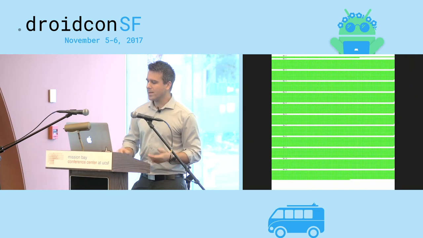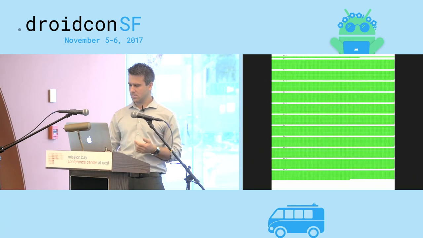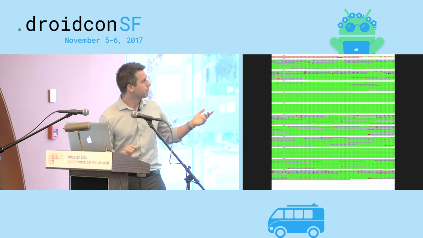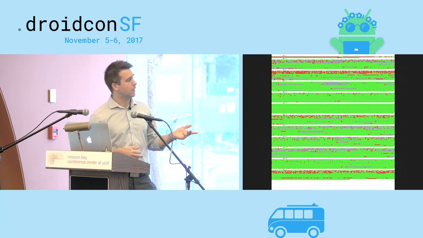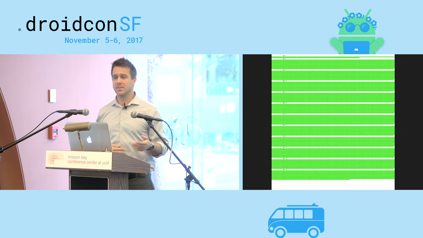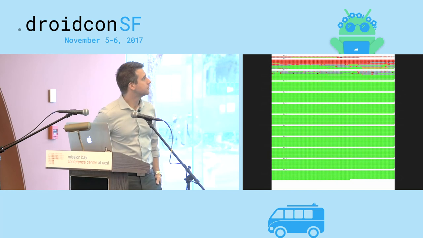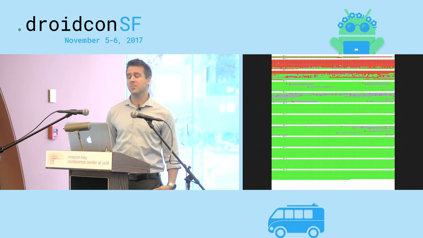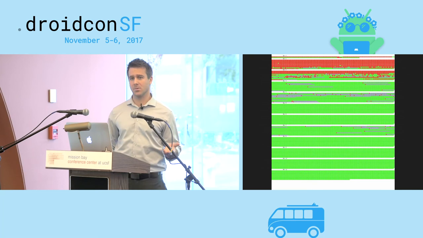So what Redex is able to do is, here we go. This is the exact same device. No, this is the slow one. Sorry. So this is the exact same low-end device, but with Redex run on it with an ordered class file. Two seconds. We went from a 22-second startup to a 2-second startup just by ordering the classes correctly in the Dex files.